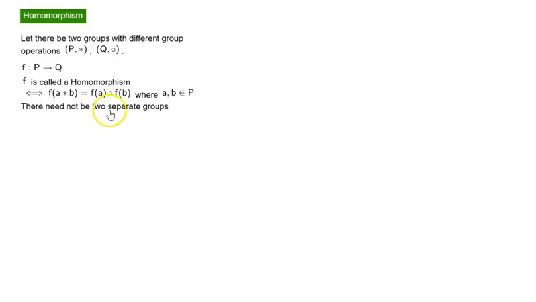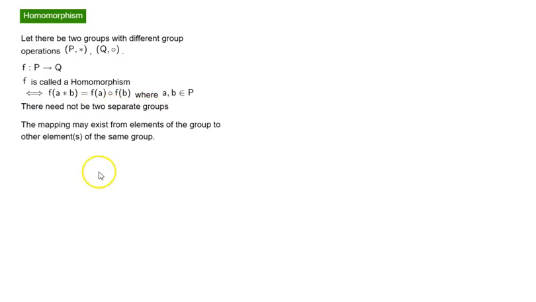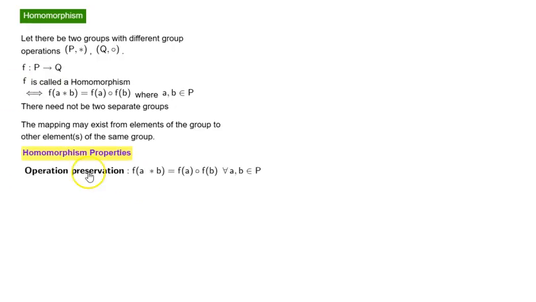As I mentioned, there need not be two separate groups. The mapping may exist from elements of the group to other elements of the same group. In which case, of course, we say F colon P maps to P. Let's look at some properties of homomorphism. The homomorphism preserves the operation of the respective groups. So F of A star B is equal to F of A composed with F of B for all A, B in P.